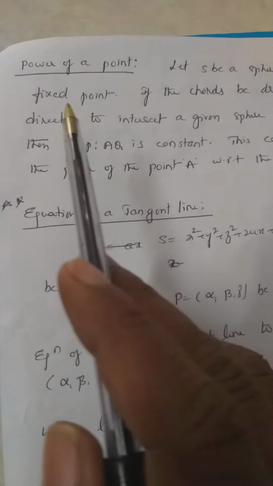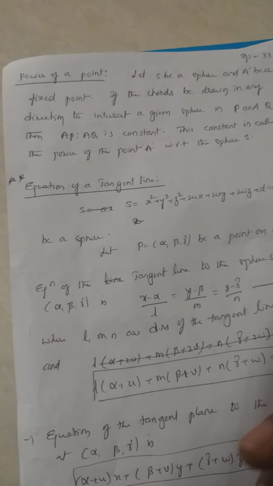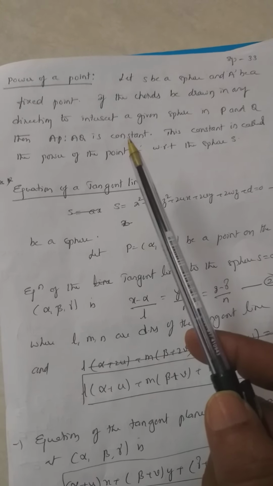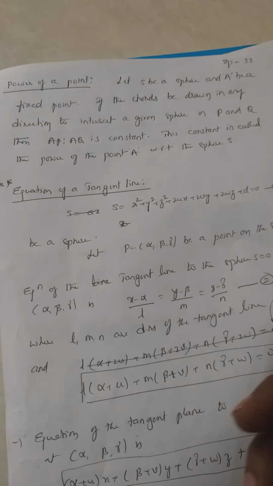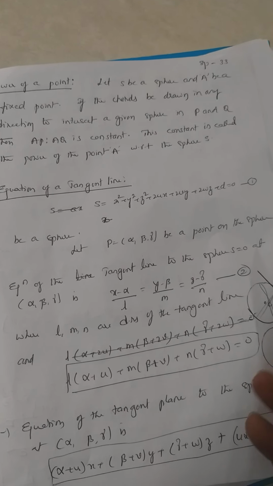Power of a point. Let S be a sphere and A a fixed point. If chords through A are drawn in any direction to intersect the given sphere at P and Q, then AP times AQ is a constant, and that constant is called the power of a point.